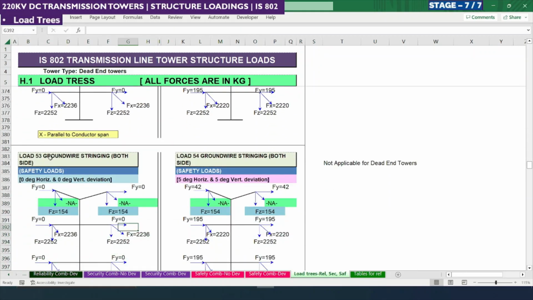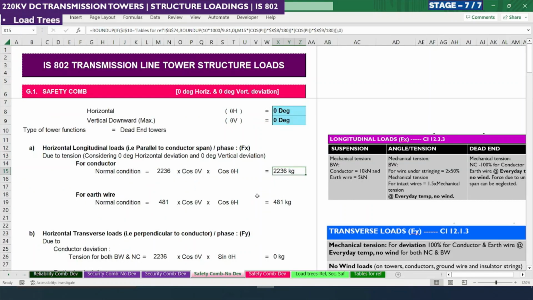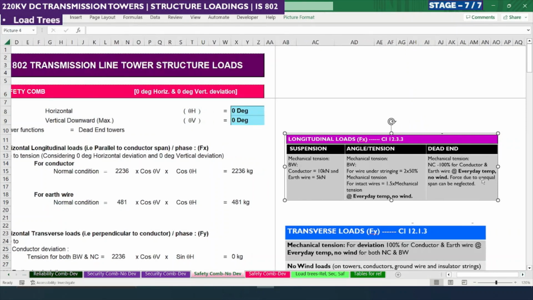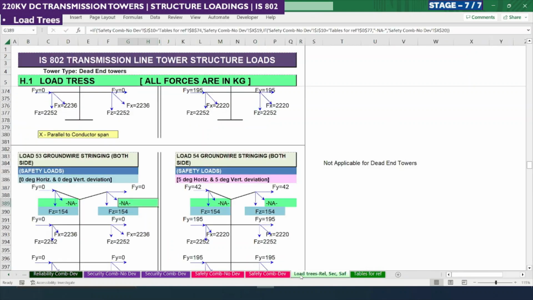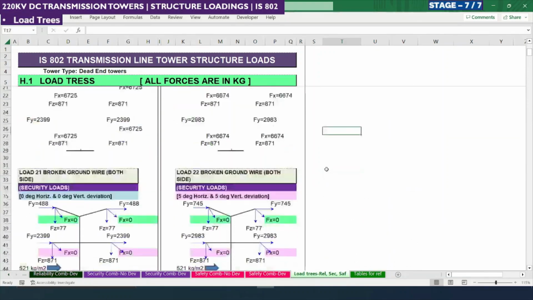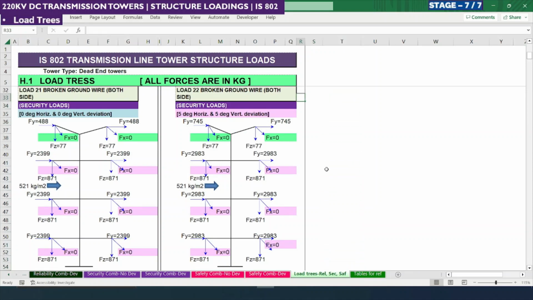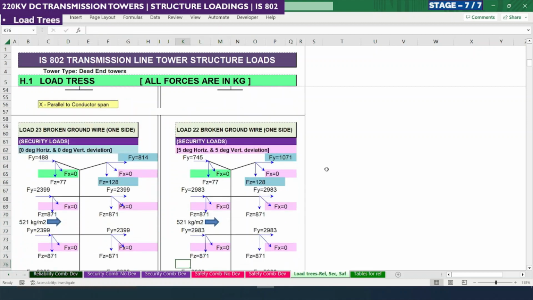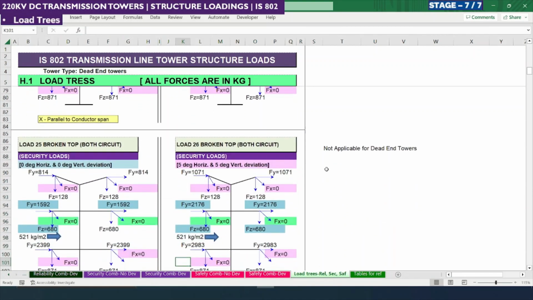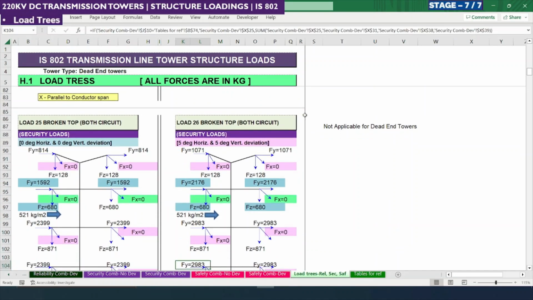So for the remaining things, you see there are no horizontal forces to be considered, longitudinal forces. So here you can see in that slide table, mechanical tension should be considered only in normal condition cases, that is 100% of conductor and earth wire at everyday temperature forces. So there is no need to consider any broken wire condition cases or stringing in case of dead end towers. Similarly for security cases also, only two cases are applicable under broken wire condition, only this one. Earth wire condition alone is applicable for both the cases and one side cases. For broken conductor wire, these cases are not applicable.